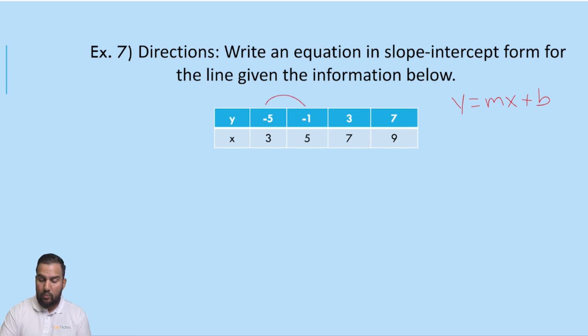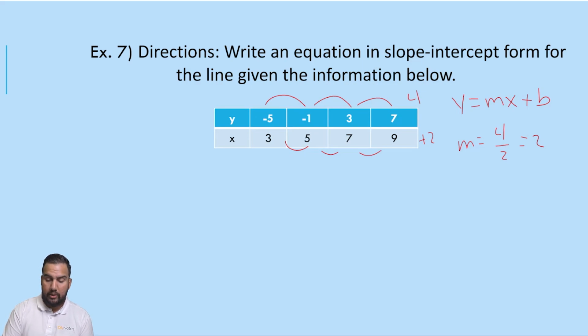So what's my m? What are you counting up by? You're counting up by 4, and then 3, 5, 7, 9. You're counting up by 2. So my m is going to be 4 over 2, which is simply going to be 2. There was no y-intercept, which means I have to use point slope form. So I'm going to go ahead and grab it.